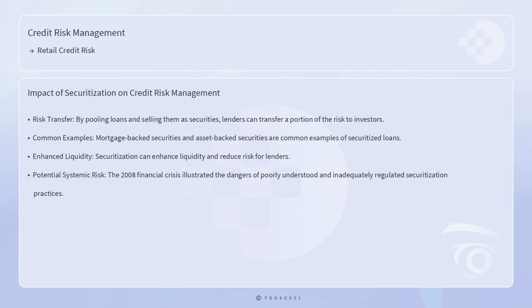practice that affects credit risk management. By pooling loans and selling them as securities, lenders can transfer a portion of the risk to investors. Mortgage-backed securities and asset-backed securities are common examples. While securitization can enhance liquidity and reduce risk for lenders, it also introduces complexity and potential systemic risk. The 2008 financial crisis illustrated the dangers of poorly understood and inadequately regulated securitization practices, as the collapse of MBS markets triggered widespread financial instability.